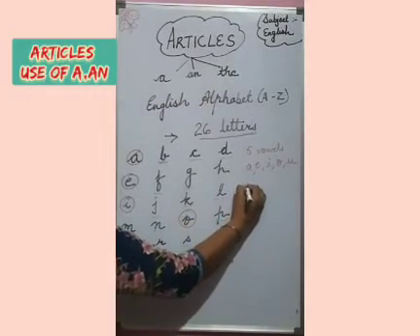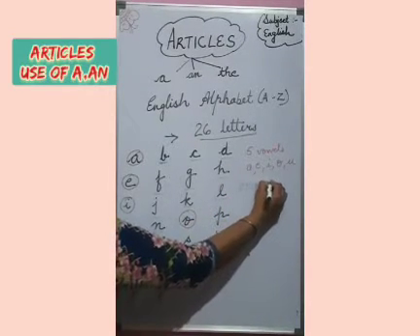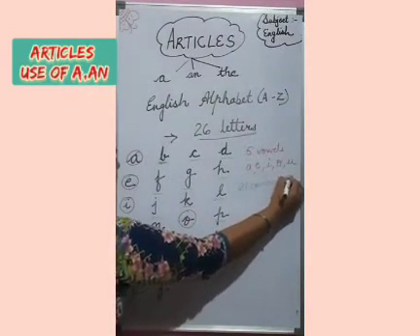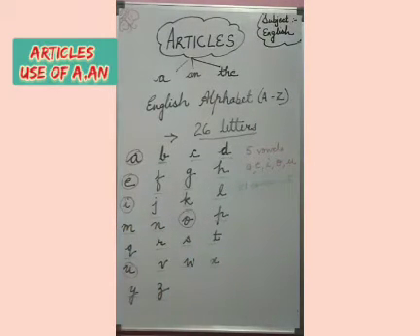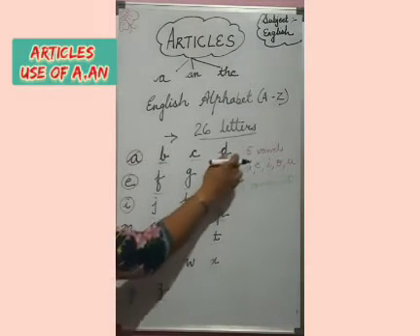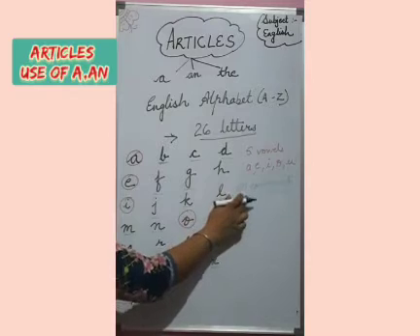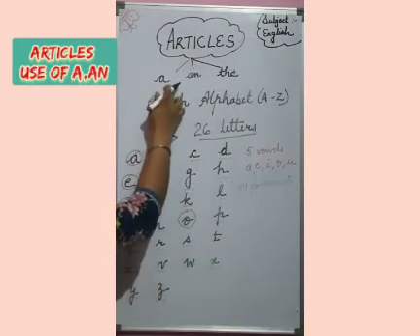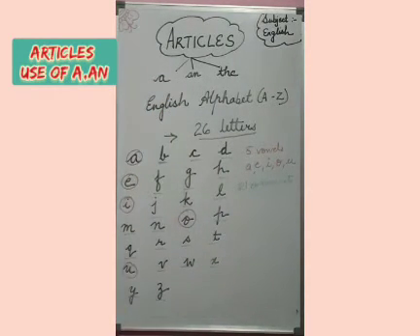So how many consonants are there? There are 21 consonants in the English alphabet. So it is very important to remember the 5 vowels and 21 consonants. This will help you to put a and an before the noun. So let's study the rule where to put a and where to put an.